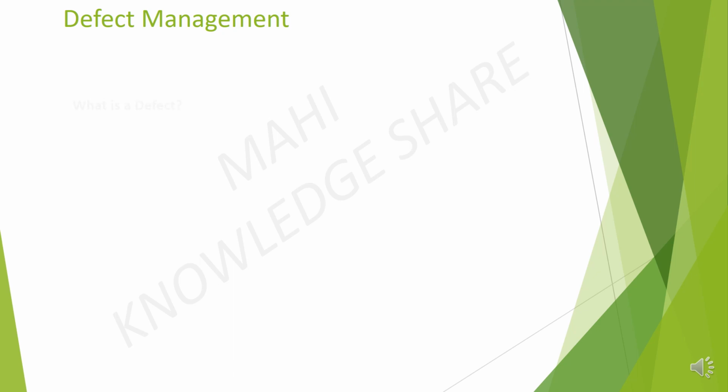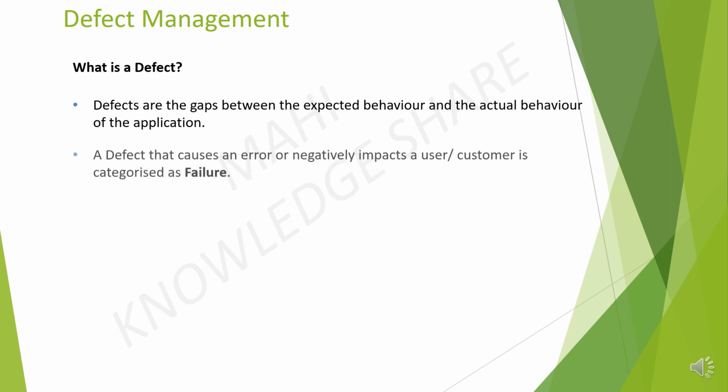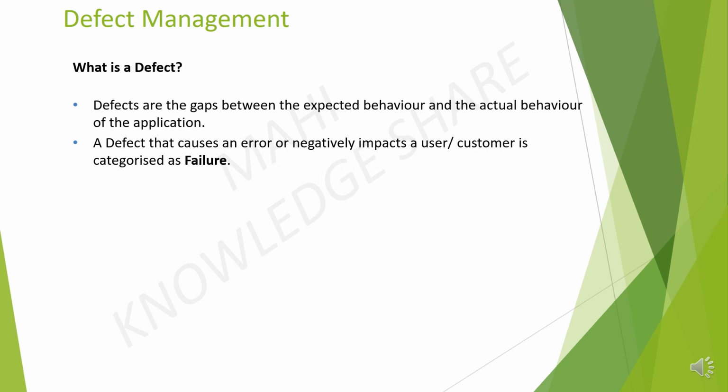What is a defect? Defects are the gaps between the expected behavior and the actual behavior of the application. A defect that causes an error or negatively impacts a user or customer is categorized as failure.